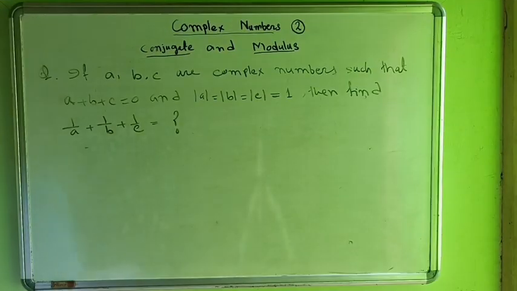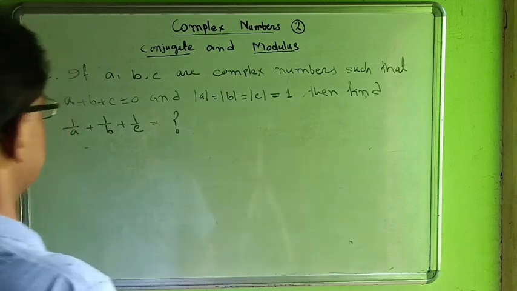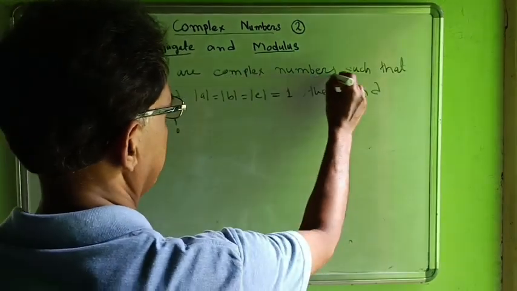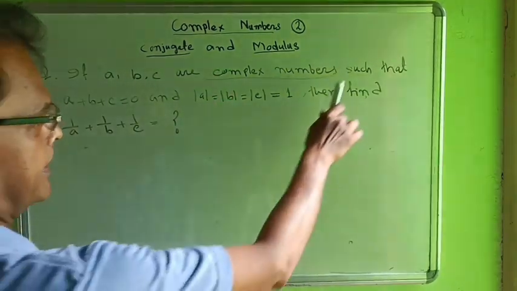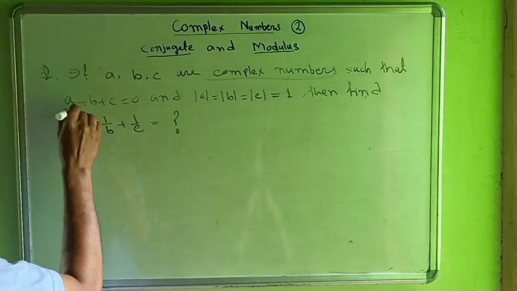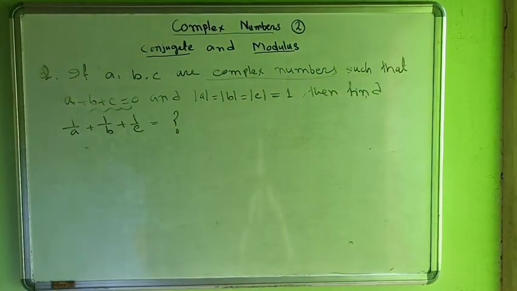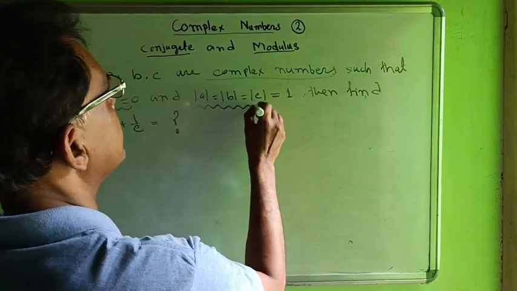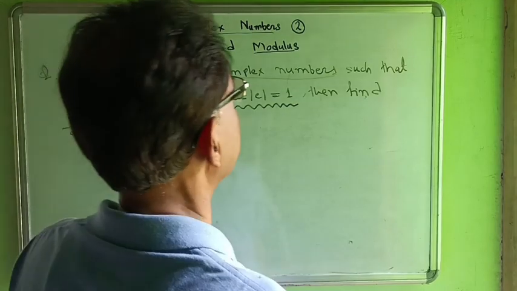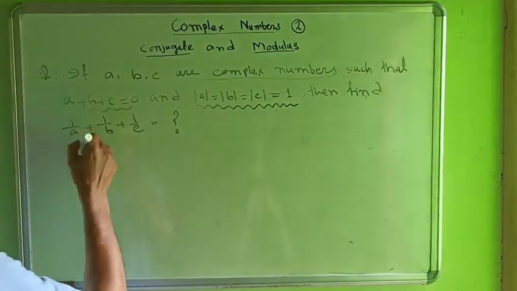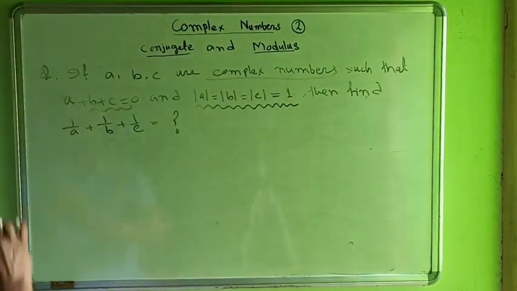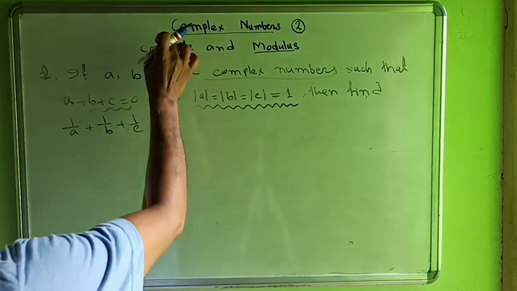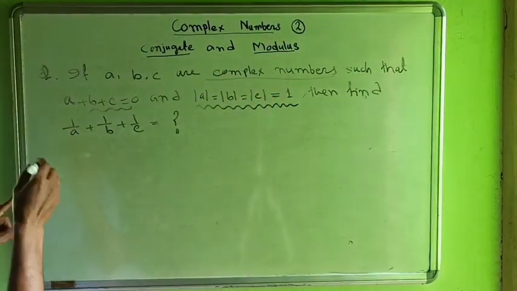Next question is a very important question. That is, if a, b, c are complex numbers, very important point, such that a plus b plus c is equal to 0, and also mod of a is equal to mod of b is equal to mod of c equal to 1, then we have to find 1 by a plus 1 by b plus 1 by c equal to what? This problem is based on conjugate and modulus. Solution.